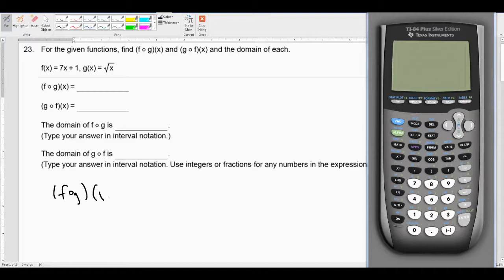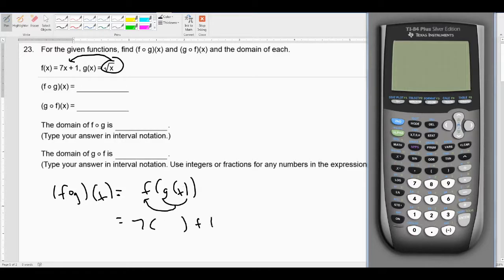I'm going to do this the way I prefer to do this. That's the same as f of g of x. That means you're going to take the g of x and substitute it into the f function. So we're taking this g of x function and we're going to replace it for the x in the f of x function, which means instead of writing down 7x plus 1, instead of the x, we're going to write what g of x is, which is the square root of x. And you're pretty much done. I can't simplify that any. And so that's what goes here.